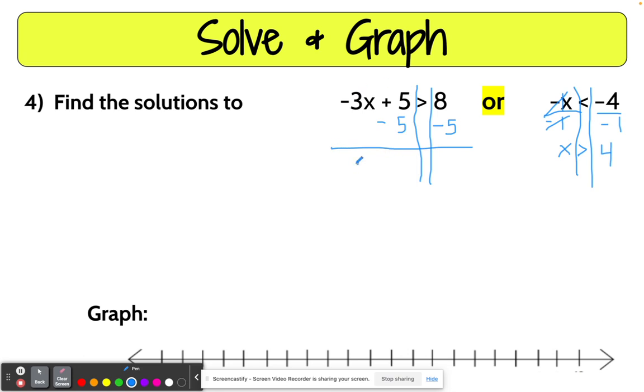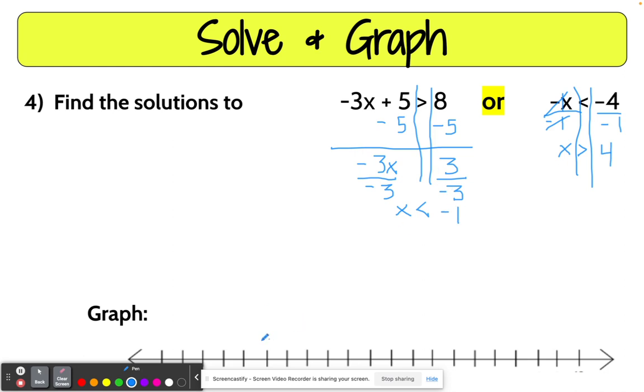And I will end up with negative 3x and 3. Let's divide both sides by negative 3. Again, because I'm dividing by a negative number, I need to flip that inequality. So x has to be less than 3 divided by negative 3, negative 1.